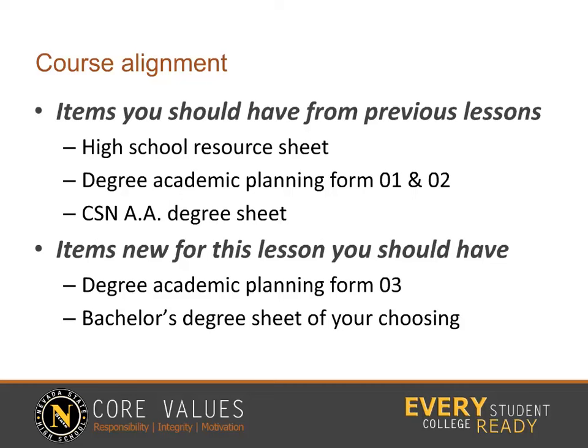In addition to the documents used in previous lessons, you will need 2 new ones for this lesson. First, you'll need a blank copy of the Degree Planning Form version 3. Second, you will need a bachelor's degree worksheet for the degree and college of your choice. If you do not have both of these documents, please stop the presentation and return when you have them. Click to the next slide when you are ready to continue.